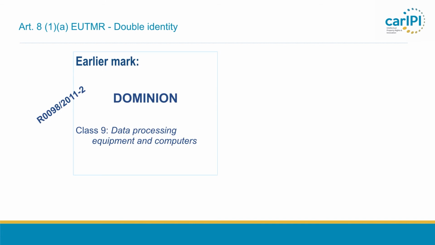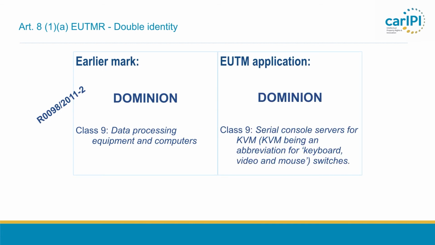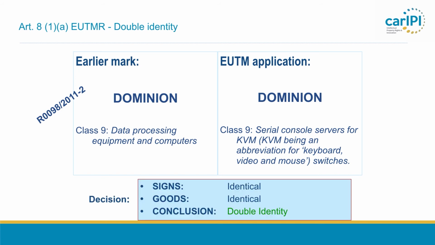In this case, we have identical signs and the goods. We have data processing equipment and computers, so a very broad category. And the serial console servers are basically data processing equipment. So they were identical as well, and we have double identity.